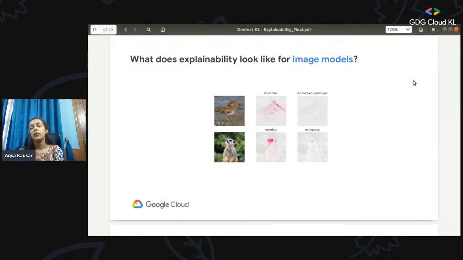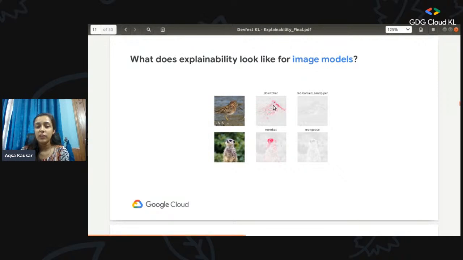So for example, you have a classifier that's basically classifying different animals, right? And what explainability would look like for this model is that, for the first image, it would give you the top signals that are contributing the most to the prediction. So if you're calling the first picture a bird, which pixels from that image contributed most to that prediction? It highlights those pixels for you, which give the most signal for that prediction.